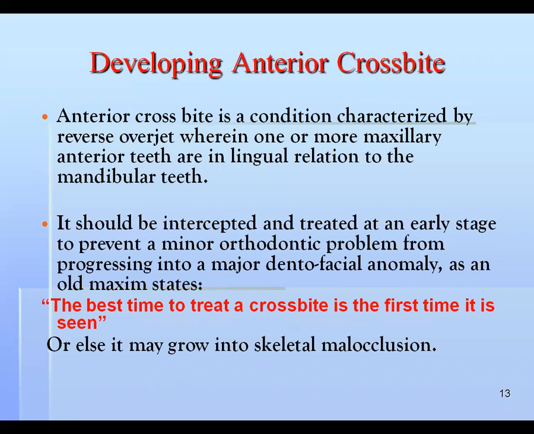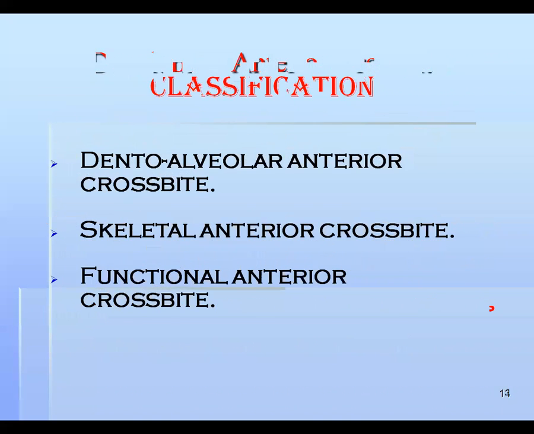Then coming to developing anterior crossbite. Anterior crossbite is a condition characterized by reverse overjet, wherein one or more maxillary anterior teeth are in lingual relation to the mandibular teeth. It should be intercepted and treated at an early stage to prevent a minor orthodontic problem from progressing into a major dentofacial anomaly. As an old maxim states, the best time to treat a crossbite is the first time it is seen, or else it may grow into a skeletal malocclusion.